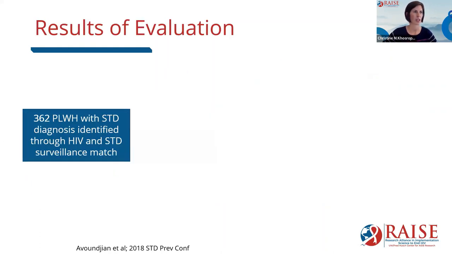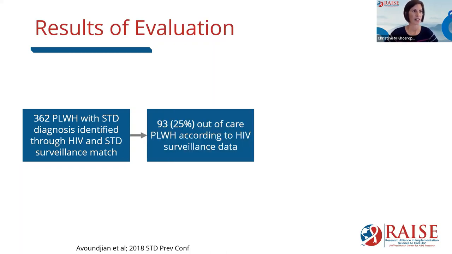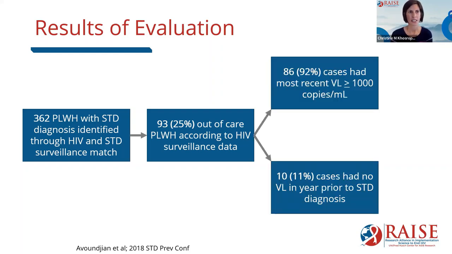The results of that evaluation showed that during about a one-year period, there were 362 people living with HIV who had an STD diagnosed that were identified through the HIV and STD surveillance match. Of those 362 people, 93, or 25%, were categorized as out of care according to HIV surveillance data. And 86, or 92%, were folks who had a most recent viral load greater than 1,000. 11% had no viral load in the year prior to their HIV STD diagnosis.